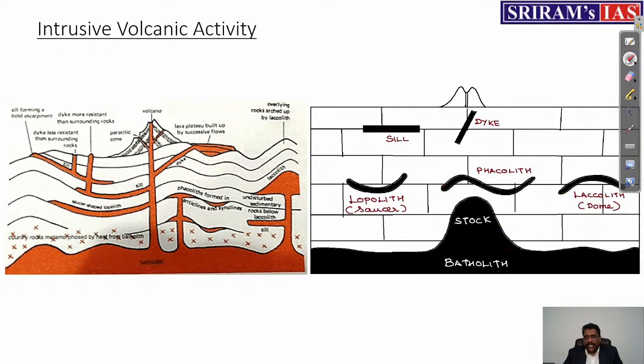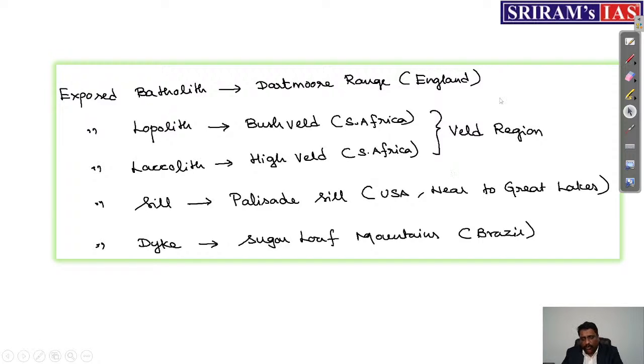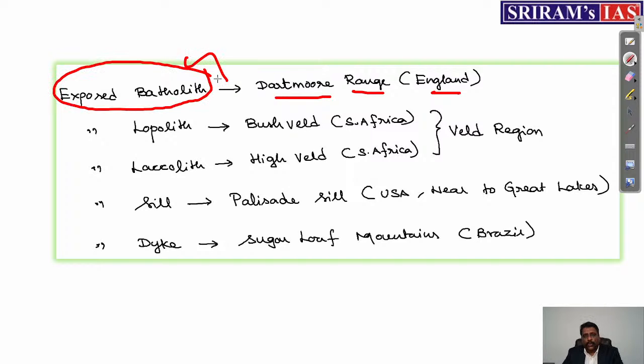Dike. I repeat again. Very large, massive, batholith. Minor extension of batholith, stalk. Saucer-shaped structure, lopolith. Dome-shaped structure, laccolith. Wavy pattern, phacolith. Okay. Horizontal feature, sill. Vertical feature, dike. Okay, right. Right, my dear friends. And I have also given you some of the list where you find such exposed features. And among them, the largest intrusive volcanic feature is Dartmoor Range of England. And that's an example of exposed batholith. Okay. All other examples also I have just given.